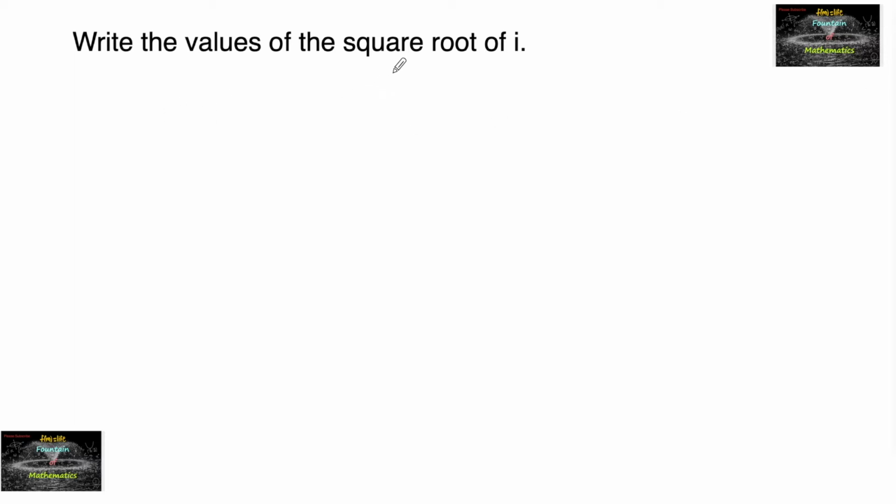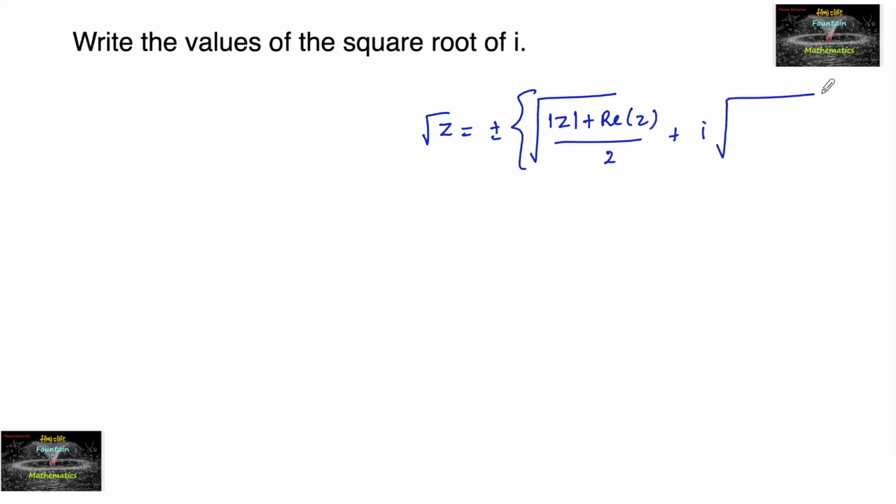Write the values of the square root of i. If z is a complex number, we have the square root of z is equal to plus or minus under root of (mod z plus real part of z) upon 2, plus i times root over (mod z minus real part of z) upon 2.